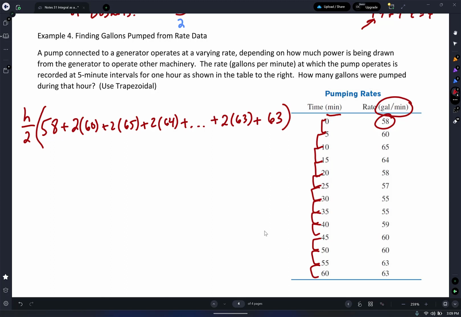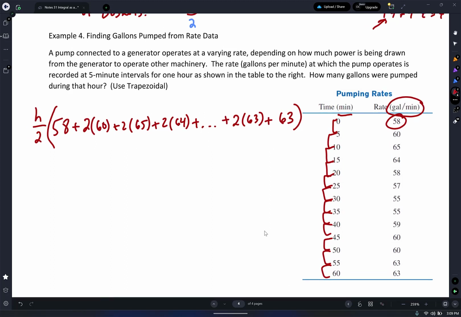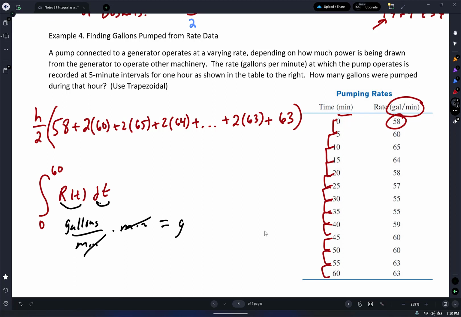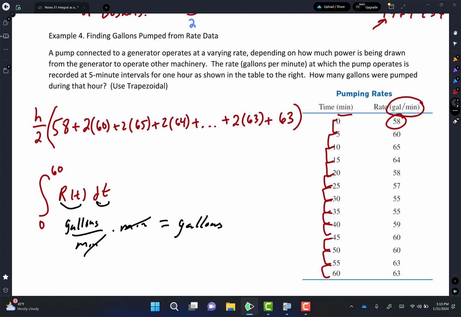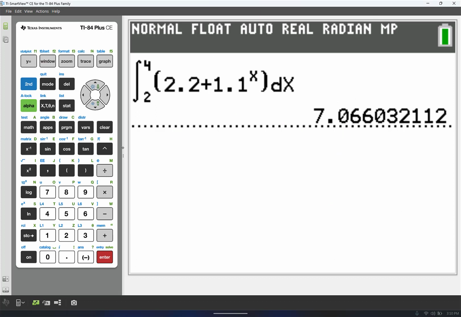Okay. In symbols, this is what I'm doing here. I'm doing the area under the curve of r of t dt from 0 all the way to 60. And sure enough, r of t is in gallons per minute, and your dt is in minutes. And look, you're going to have gallons. Cool or not cool? Be very careful. Let's go ahead and take our calculator and just be very careful.